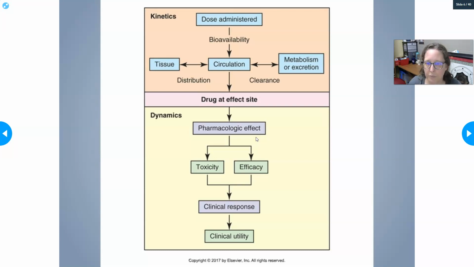And so the pharmacologic effect on the patient, if it's too much, you'll have toxicity, and you want to make sure that there's enough so you have efficacy, so it's working, and you have the proper clinical response. And having a good clinical response then means good clinical utility. So for example, there are several seizure medicines out on the market. They all have specific kinetics, and they can all reach the effect site, but one drug may control seizures better in one patient than another drug, but you go to a different patient and they need a different drug or a different dosage to control their seizures.